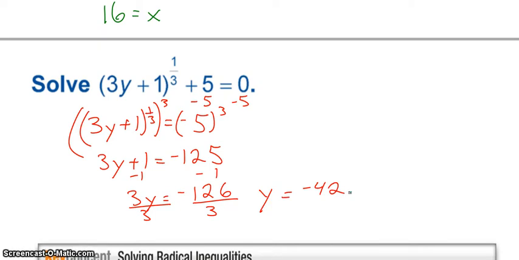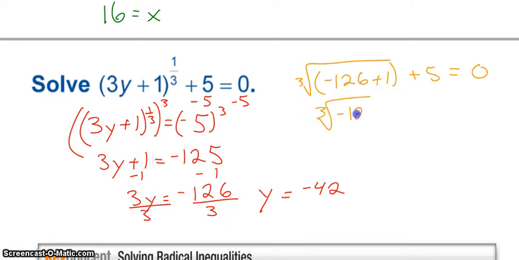Let's plug it in and check. So I've got 3 times negative 42, which is negative 126, plus 1. I want the cubed root of that, plus 5 to equal 0. Negative 126 plus 1 is negative 125. The cubed root of negative 125 is negative 5. Negative 5 times negative 5 times negative 5 is negative 125. And negative 5 plus 5 is indeed 0. So y equals negative 42 is a solution.